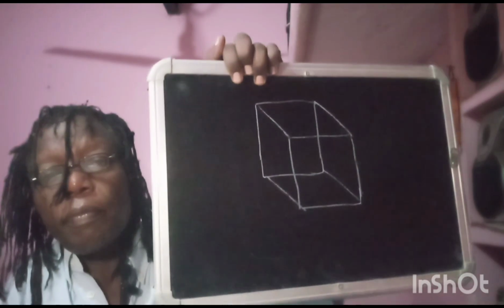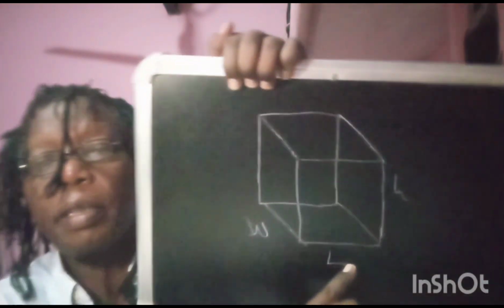So I've drawn this cube. Now there are three sides to a cube. There's height, and we can say point A, point B. So one is the base and the other is the width. Say this is the width and this is the base or length, whatever we call it.